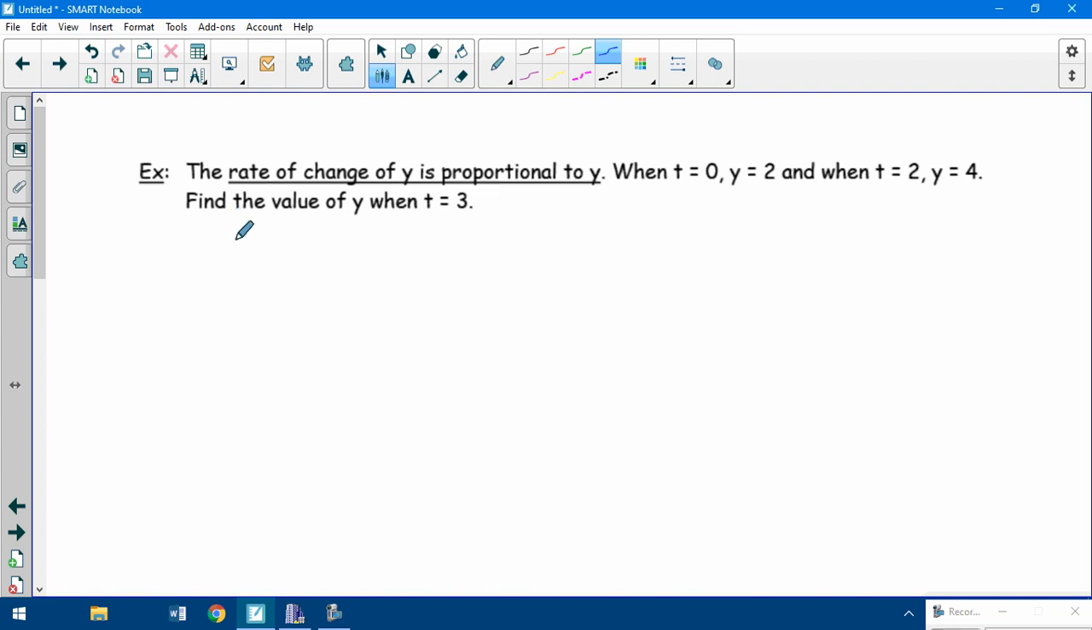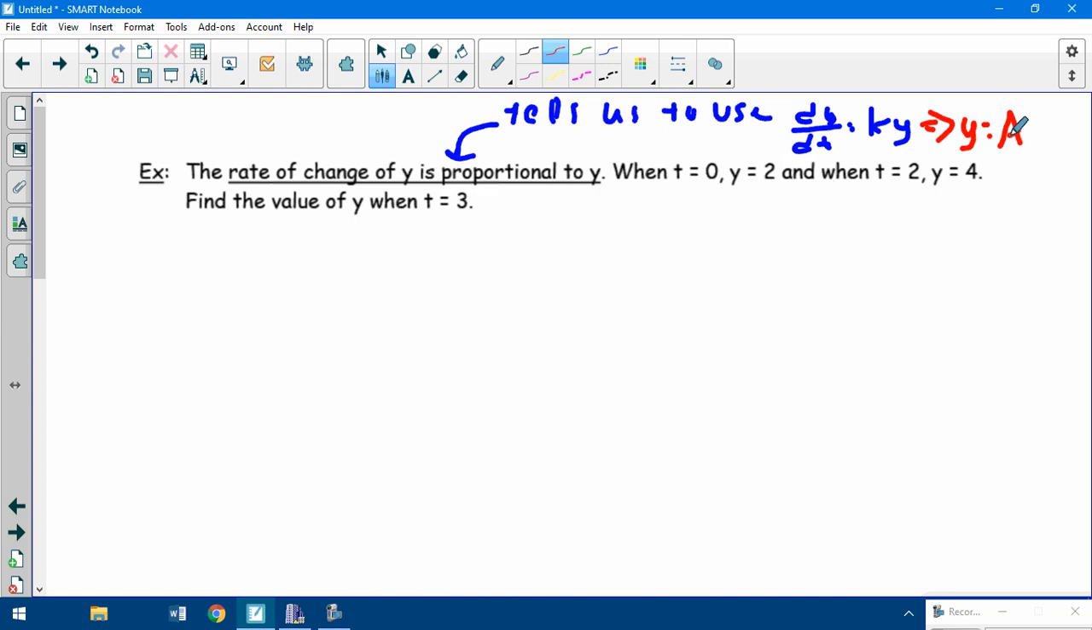All right, so that statement right there tells us to use dy over dt equals ky, that differential equation that we just talked about. But we also know that that really means we're just using y equals a e to the kt.